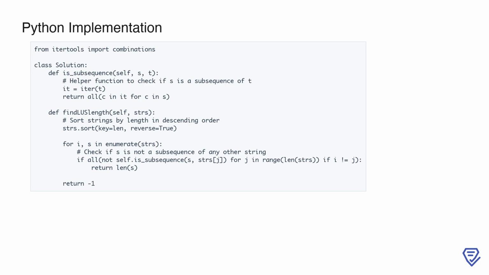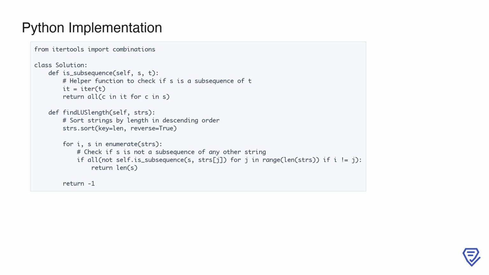3. Checking for uncommon subsequence. The main loop iterates over each string S in strs. For each string, it checks if S is not a subsequence of any other string in the list. This is achieved using the all function combined with a generator that iterates over all other strings, j not equal to i. If S is not a subsequence of any other string, its length is returned immediately. 4. Returning the result. If no string is found to be an uncommon subsequence, the function returns -1, as specified in the problem statement.